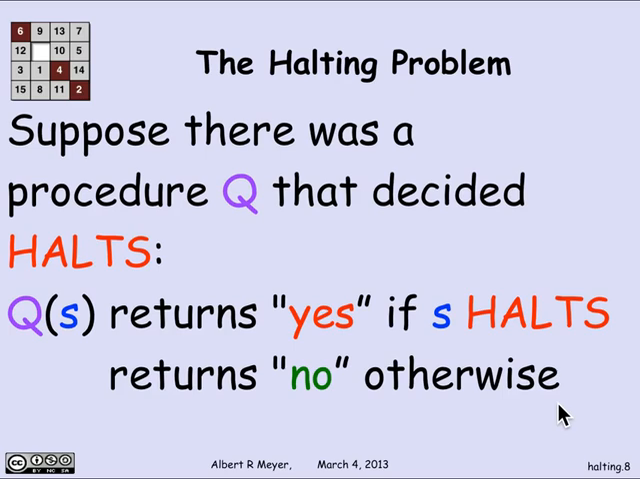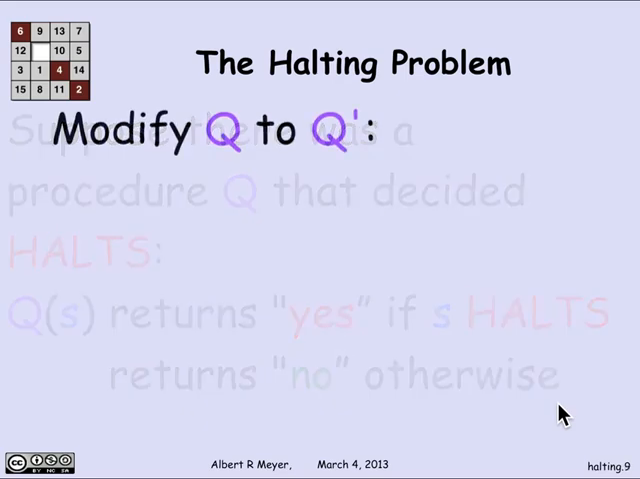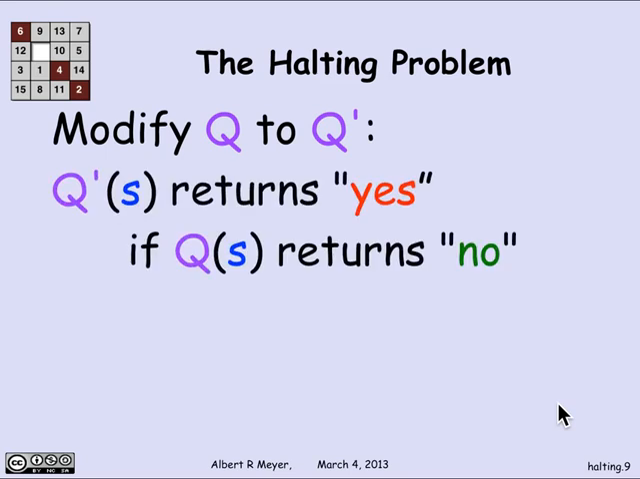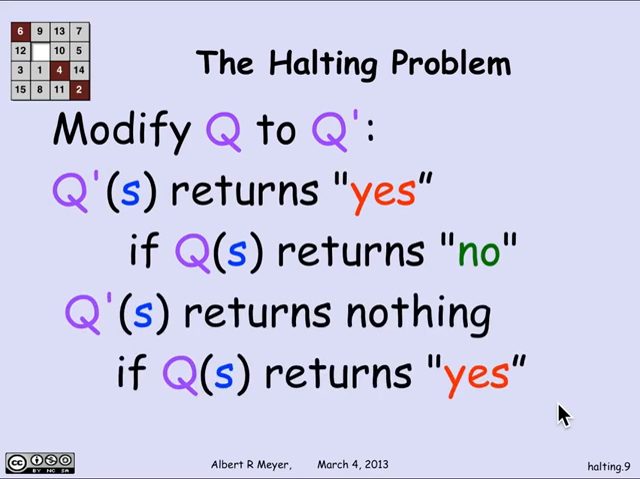For the sake of contradiction, let's assume there was one. Then this is the trick that I'm going to do. I'm going to modify Q to act as though it was complementing the diagonal. More precisely, I'm going to modify Q to be another procedure, Q prime, which behaves a little bit differently. Namely, Q prime of S returns yes when Q of S returns no, and Q prime of S returns nothing, that is, it doesn't halt, if Q of S returns yes. So Q prime is like complementing the bits on the diagonal, but here's the precise definition. If Q of S says no, Q prime of S says yes. If Q of S says yes, S halts successfully, Q prime then does not halt successfully, it returns nothing at all.